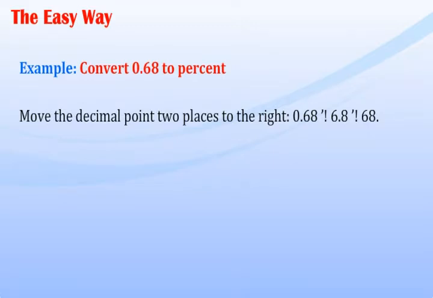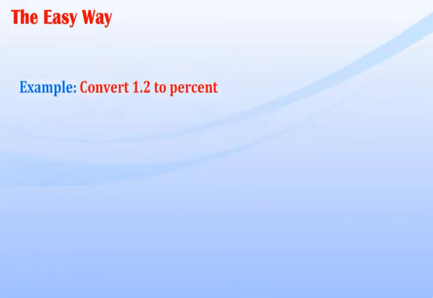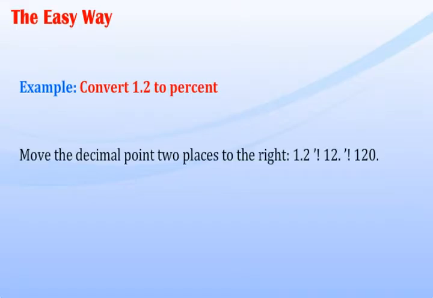0.68, 6.8, 68. Answer: 0.68 is equal to 68%. You may also need to add zeros on the right in order to move the decimal point. Example, convert 1.2 to percent. Move the decimal point 2 places to the right. 1.2, 12, 120. Answer: 1.2 is equal to 120%.